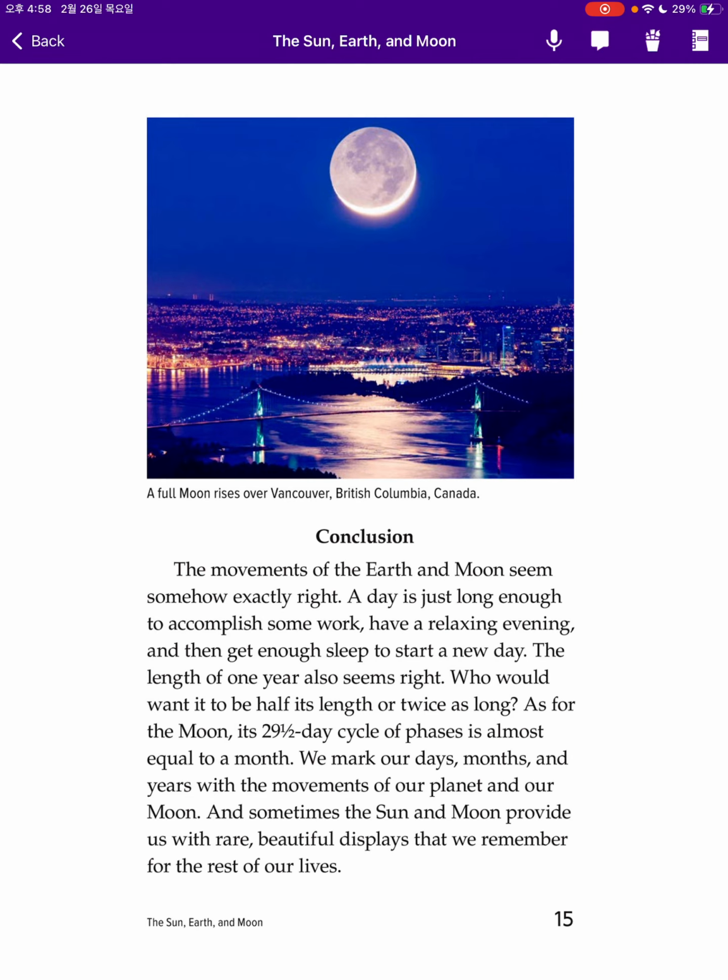Conclusion. The movements of the Earth and Moon show how actually right. A day is just long enough to accomplish some work, have a relaxing evening, and then get enough sleep to start a new day. The length of 1 year also seems right. Who would want it to be half its length or twice as long? As for the moon, its 29 day cycle of phases is almost equal to a month.